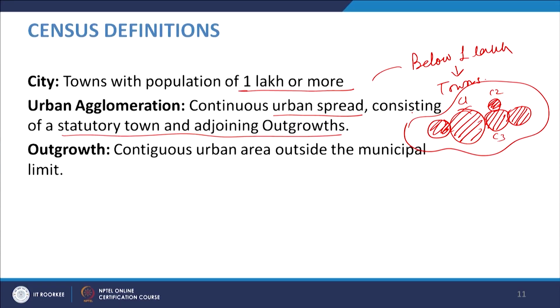Second is the outgrowth. Sometimes what happens is that a city is a continuing phenomenon, it never stops growing. So sometimes it grows even beyond its administrative boundary.